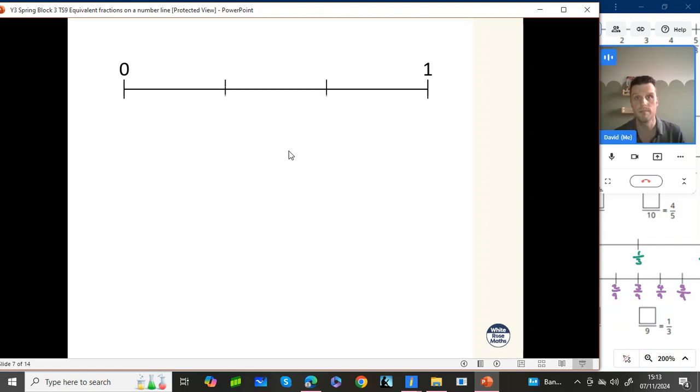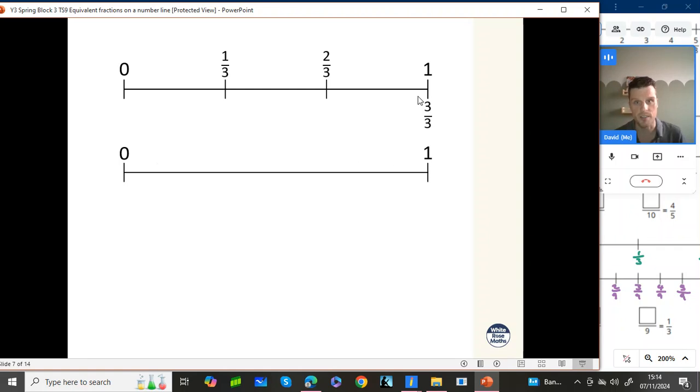Here's another number line. But this time we divide into 3 pieces, or thirds. We represent that as 1/3, 2/3, and 3/3. Okay, so it's all divided into thirds.